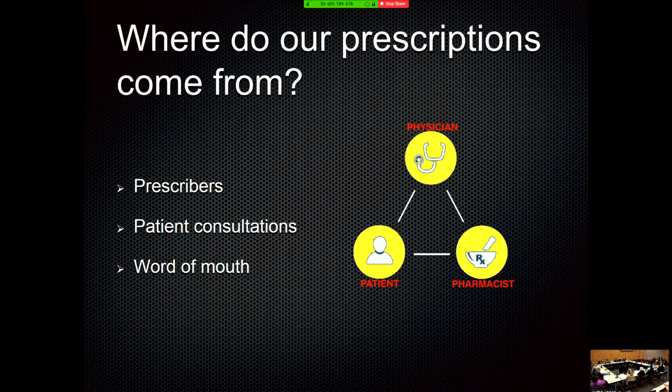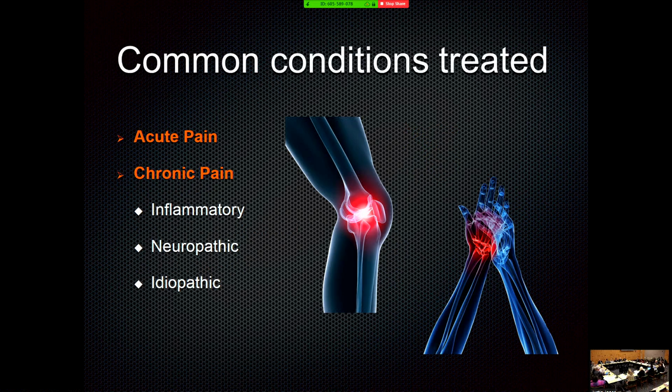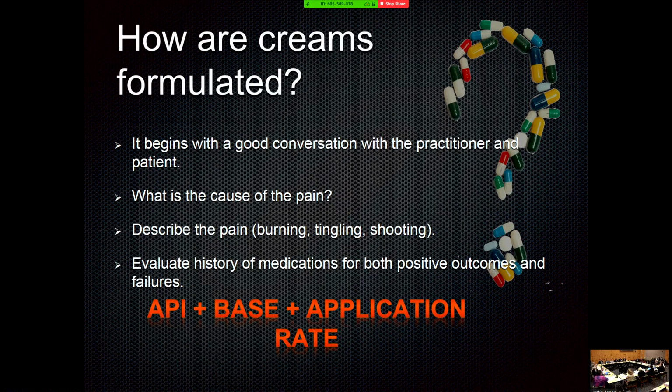So we get our prescriptions from the normal means of prescribers sending us the prescriptions. Also, we have prescribers calling us about consultations. They want to prescribe a pain cream for their patients. And the common conditions that we see are just knee and back. We get a lot of that. But we treat acute pain and chronic pain. And this is the question I think everybody has: how do we come up with the formulations?